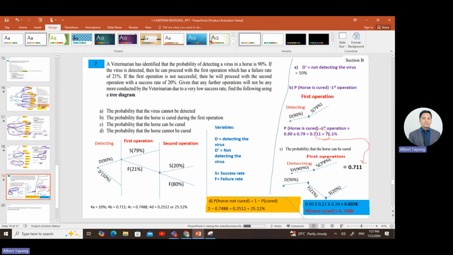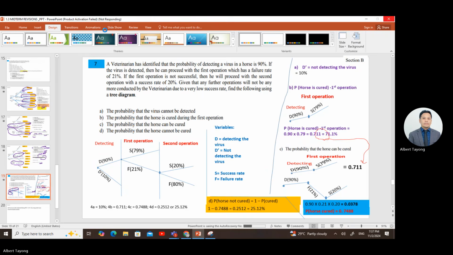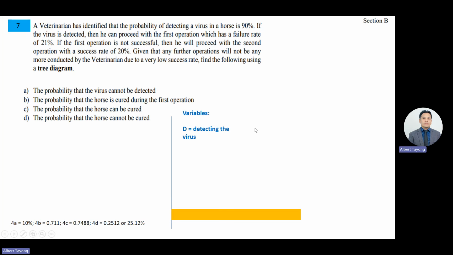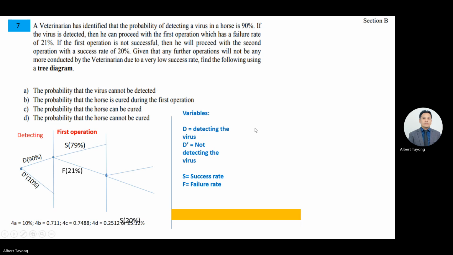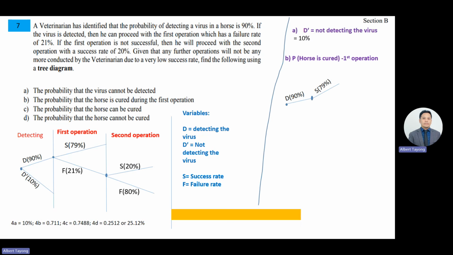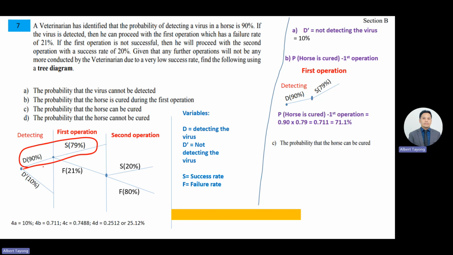Let's proceed now to the next question. Letter A is 10% and B is 71.1%. Let us see what is the probability that the horse can be cured. It means success. So there are two possibilities, this and this. Success in the first and success in the second.